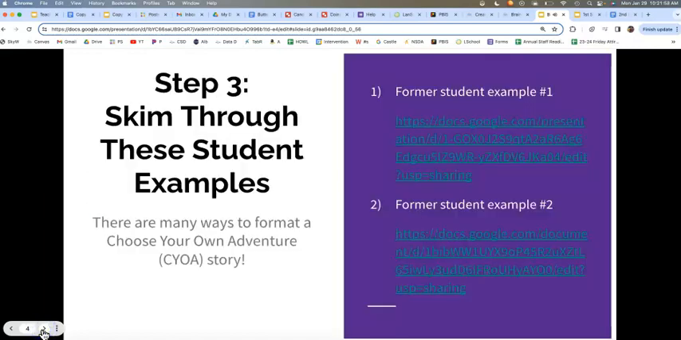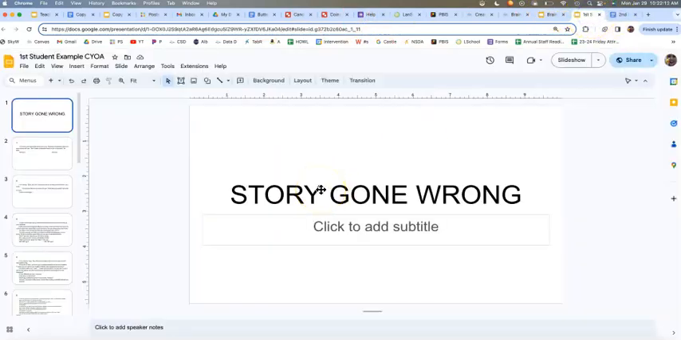So, I'm going to show you some real student examples. There are tons of options of how to format a Choose Your Own Adventure. You really can't do it wrong. So basically, I'm going to tell you, do whatever you like the most. Most people do create theirs in Google Slides. I think that's the easiest, but I'm going to show you one that's not Google Slides in just a second.